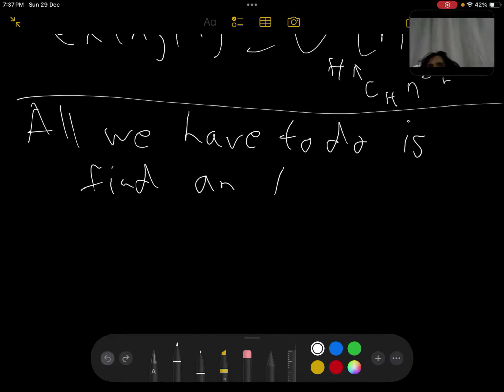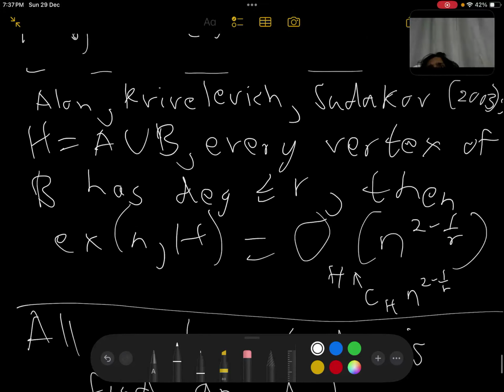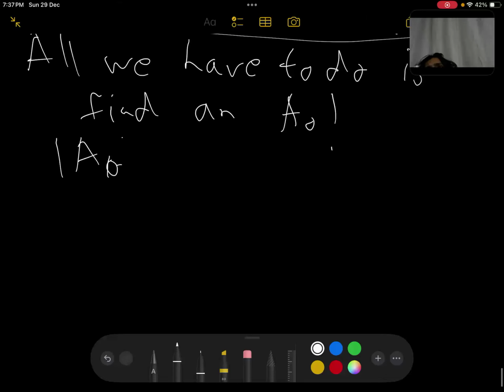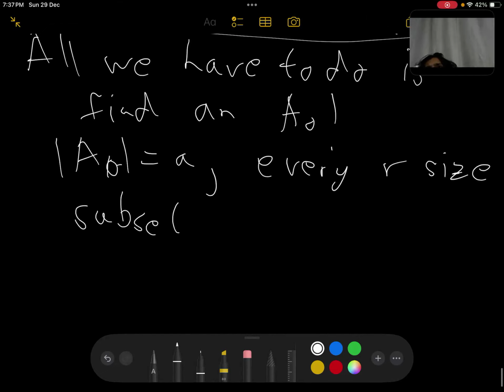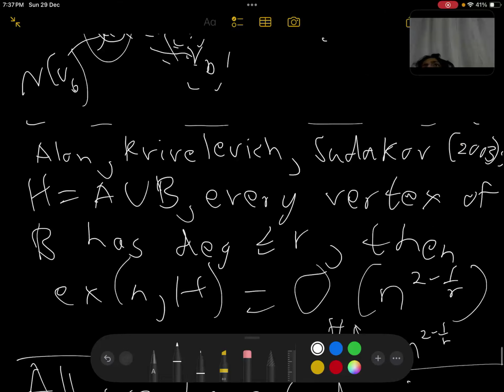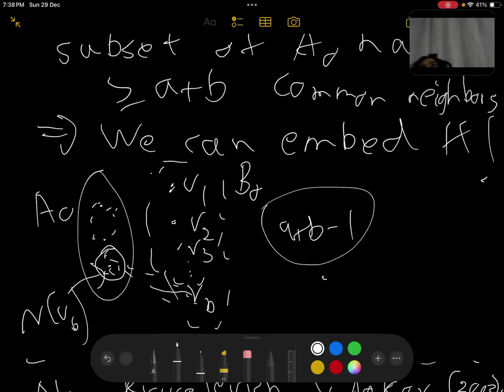Anyway, to finish the proof, all we have to do is find an A0. Which A0? Well, I'll write both of these things down. The size of A0 is A, and every R size subset has many common neighbors. If we can find such an A0, we'll be done by our above argument. We can then embed B0 one by one.